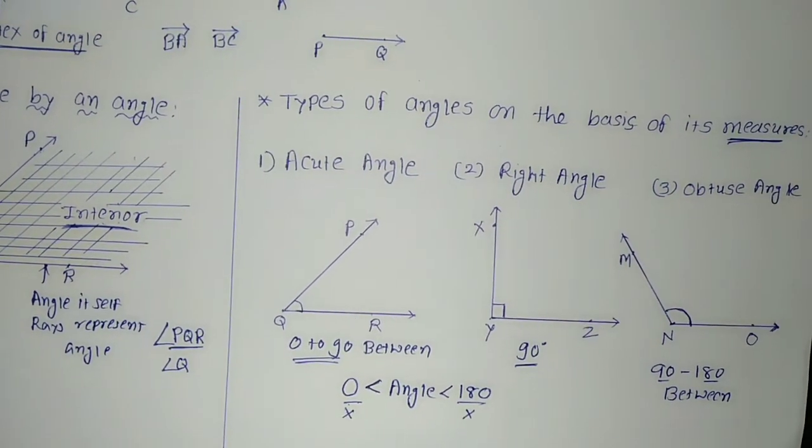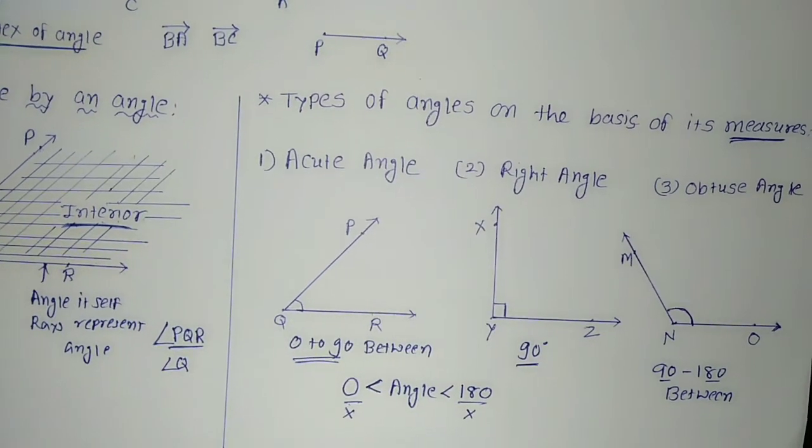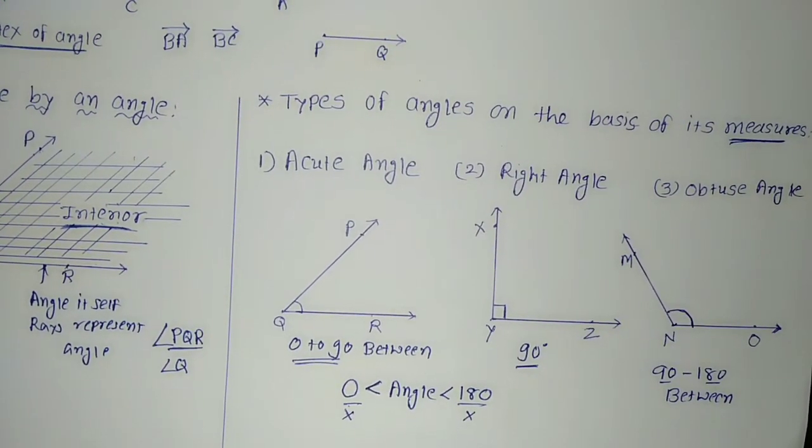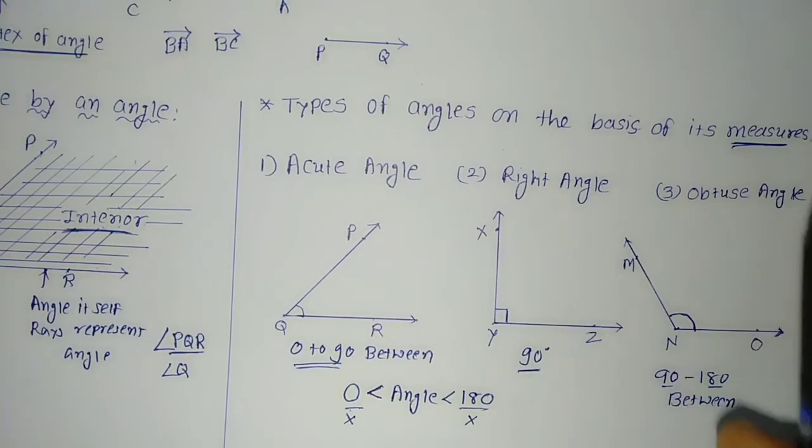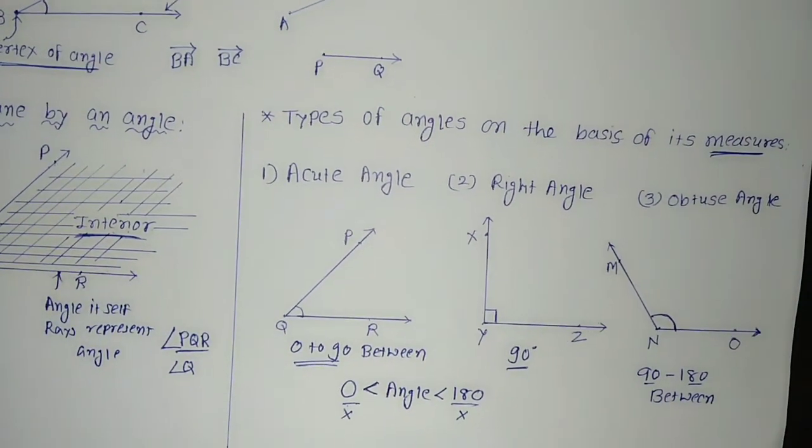In the next part we will see the related angles. This is what we have seen, the part on types of angles on the basis of measure. In the next part we will see related angles.